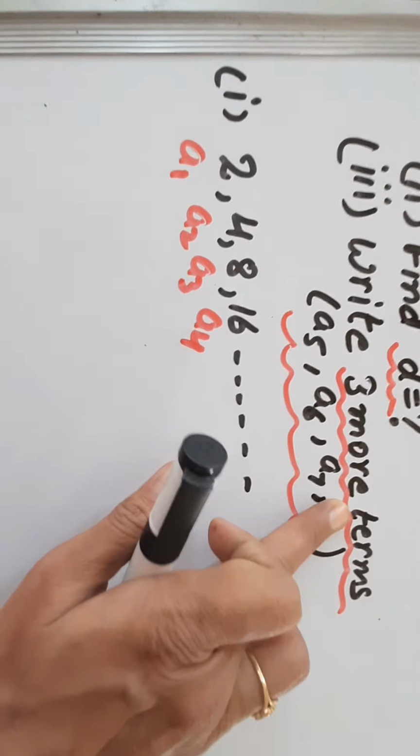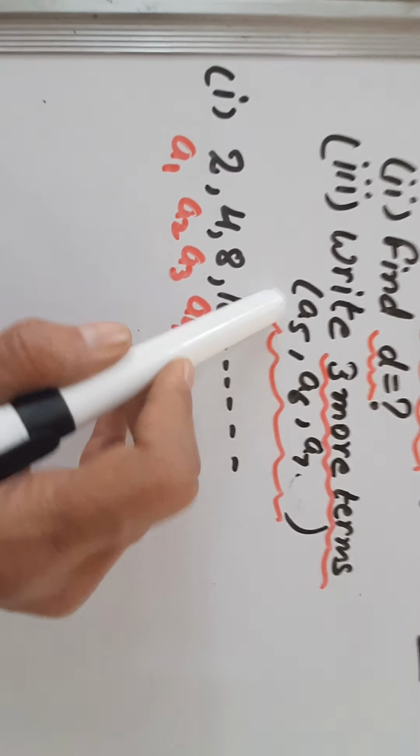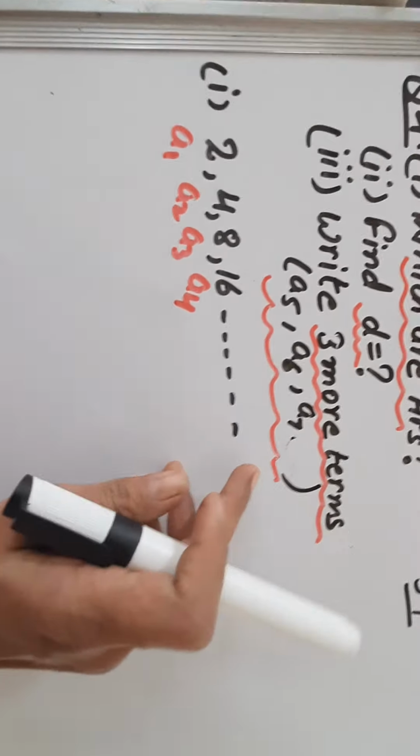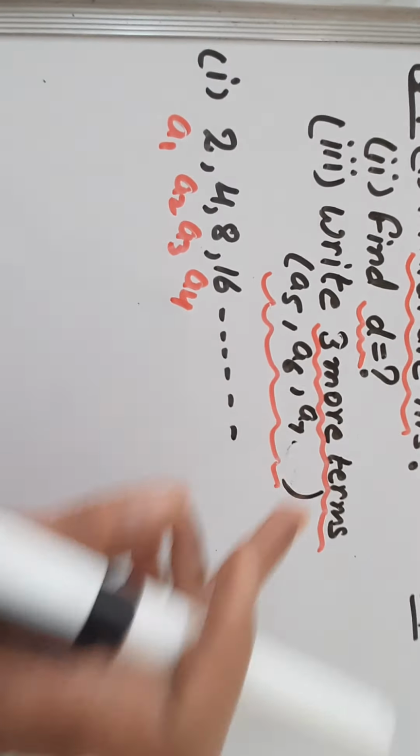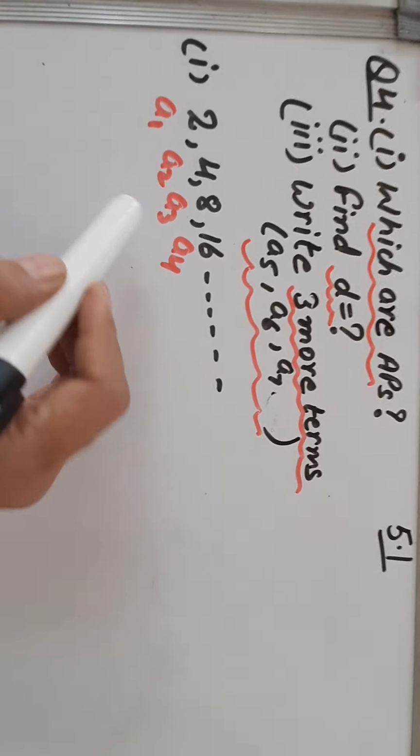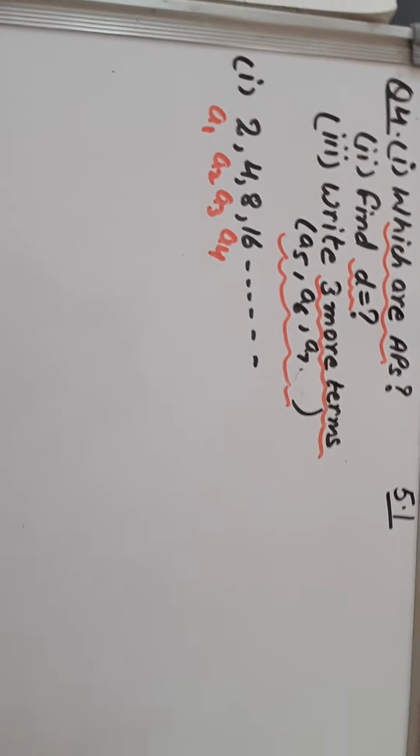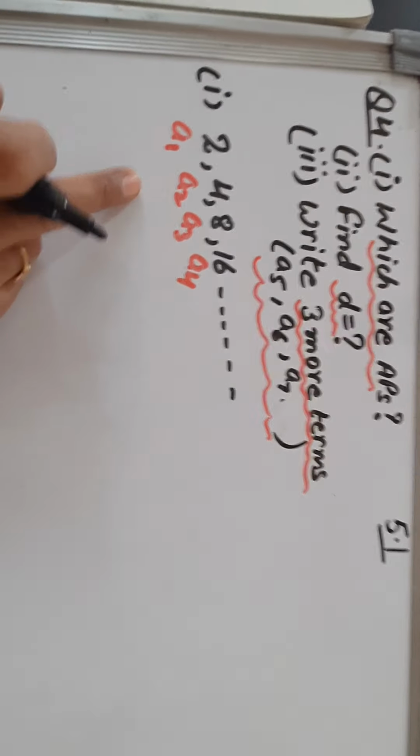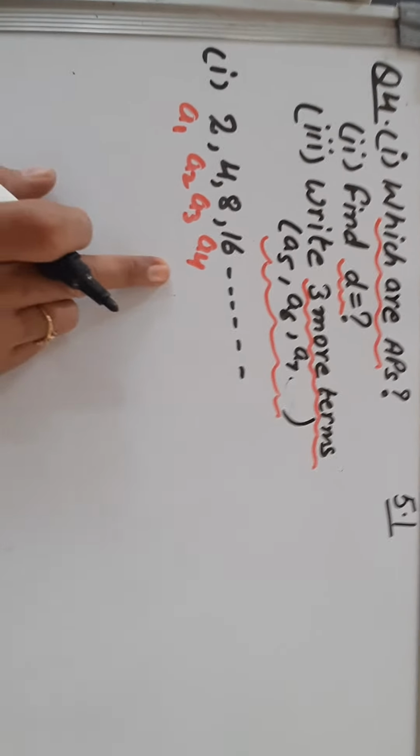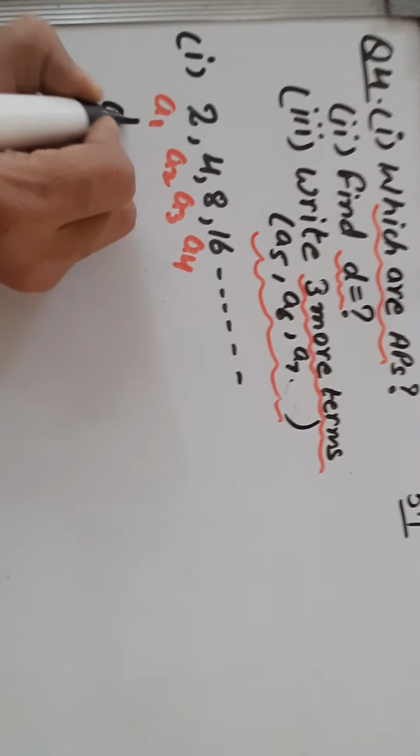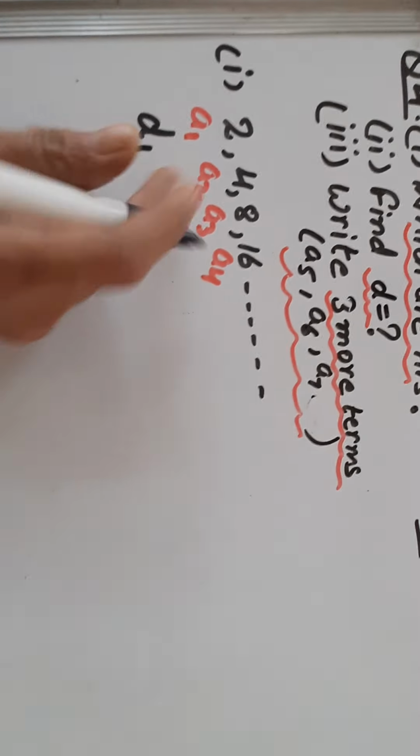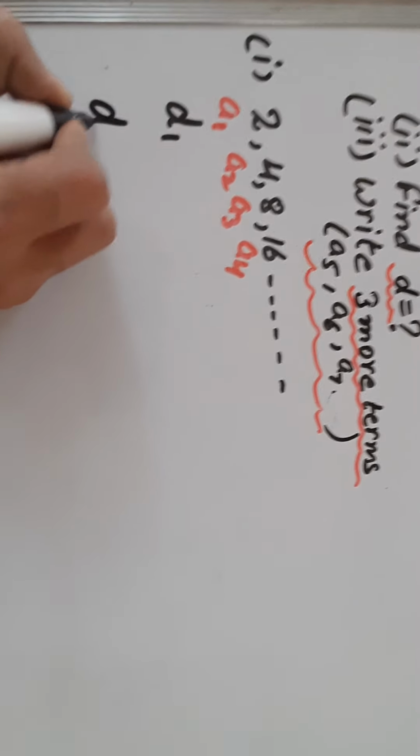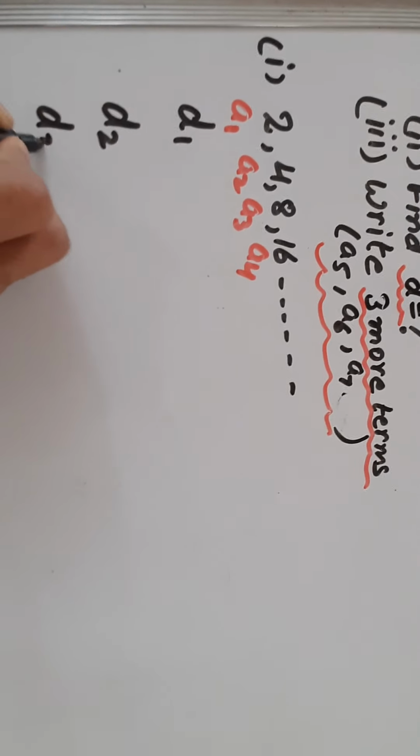Next 3 terms we need to find. Means we need to find A5, A6 and A7. So let us do the first part now. So dear students, right now it is not an AP. We have to check whether this is an AP or not. To check that, we need to find a minimum of 3 common differences.